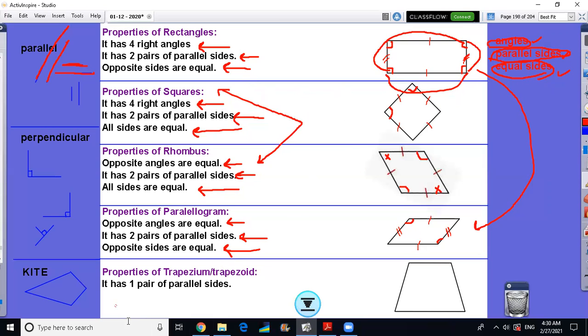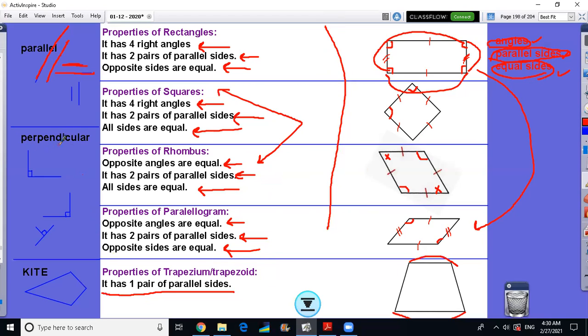The last shape over here is the properties of the trapezium or the trapezoid, which has only one property that I want you to know. It has one pair of parallel sides. This side and this side, they are parallel. This is the only shape that you're going to find has only one pair of parallel sides. Rectangle, two pairs of parallel sides. Square, two pairs. Rhombus and parallelogram, two pairs. All the four shapes, two pairs of parallel sides. But the trapezium, only one pair of parallel sides.